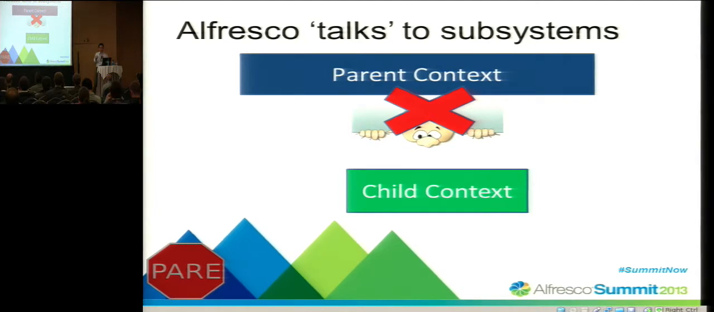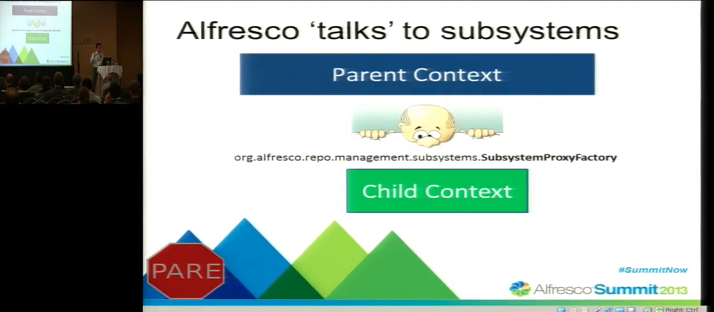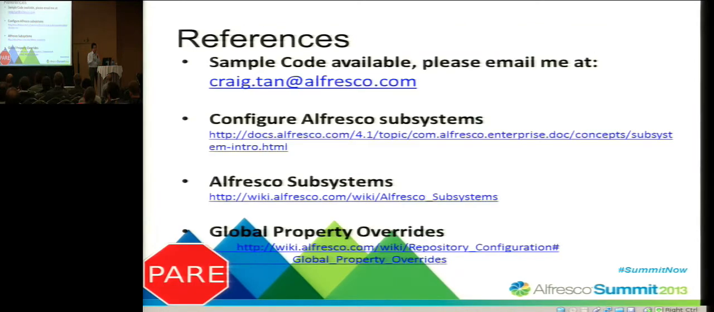Now, by default, under normal circumstances, a Spring parent context cannot see a child context. This is useless for Alfresco if you can't see your subsystem. To get around it, we've provided a proxy where you can expose your child context to the parent.